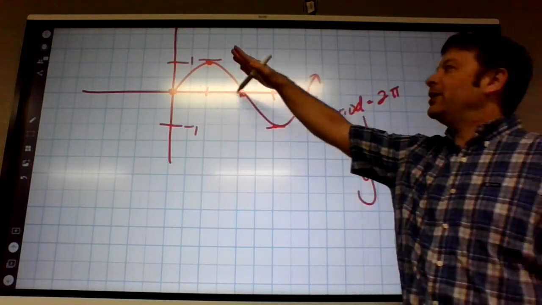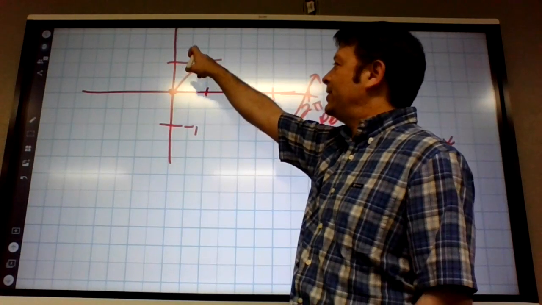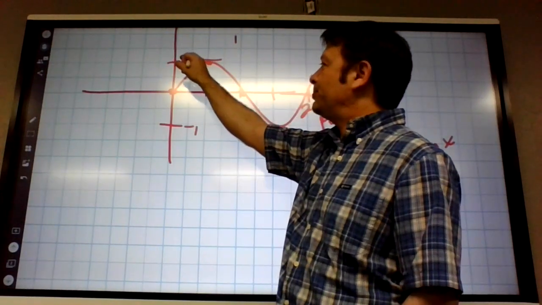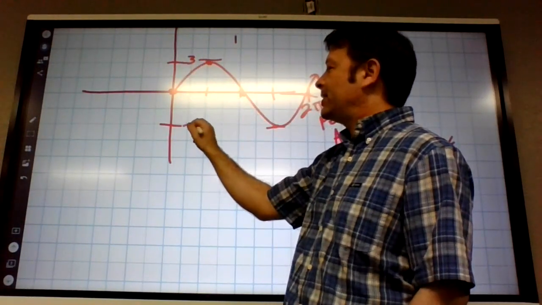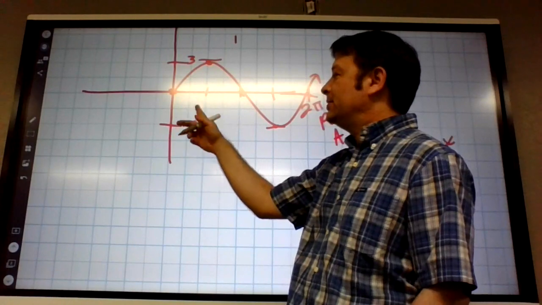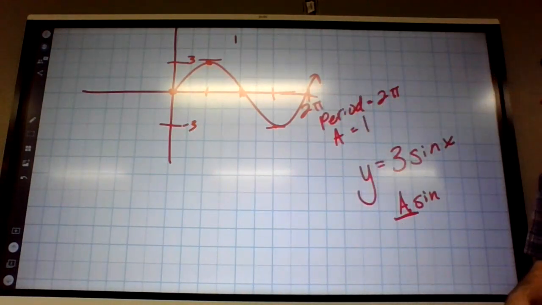You don't really have to change the graph any. You could kind of just cheat and call a line 3 and negative 3. Or you could actually go down to 3 and negative 3. Anyway, the graph looks the same, just the dimension.